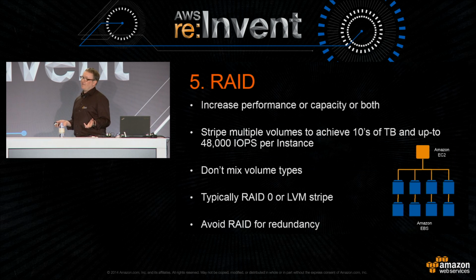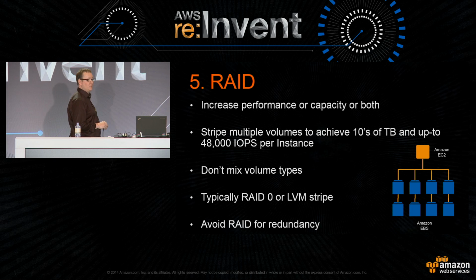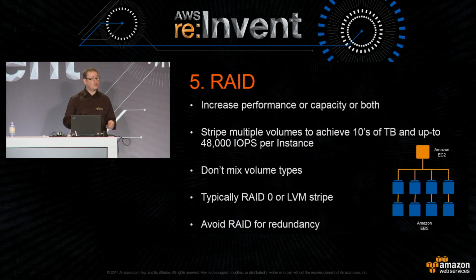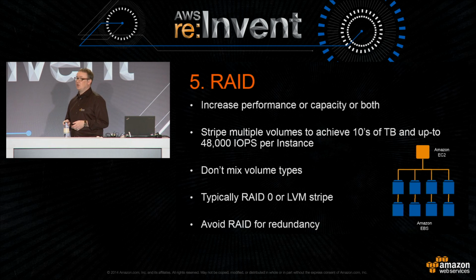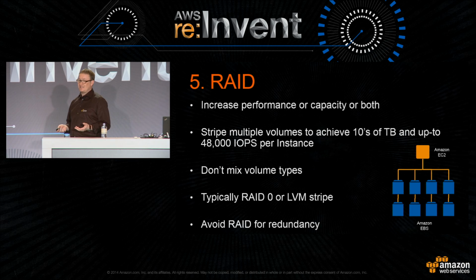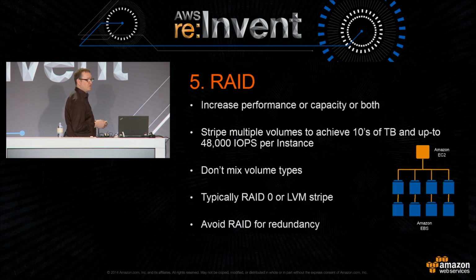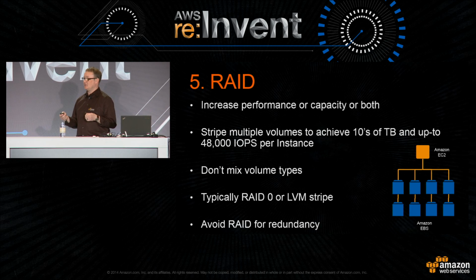So this slide's kind of fun. What happens if you need more? I think the quick answer from the keynote would be use larger and faster. But larger and faster is only going to take us so far, so there may be times that we still need to do RAID. And when we talk about RAID, we talk about doing RAID for increasing capacity or increasing IOPS. We rarely talk about using RAID for redundancy. Redundancy is a component or a capability of EBS itself.